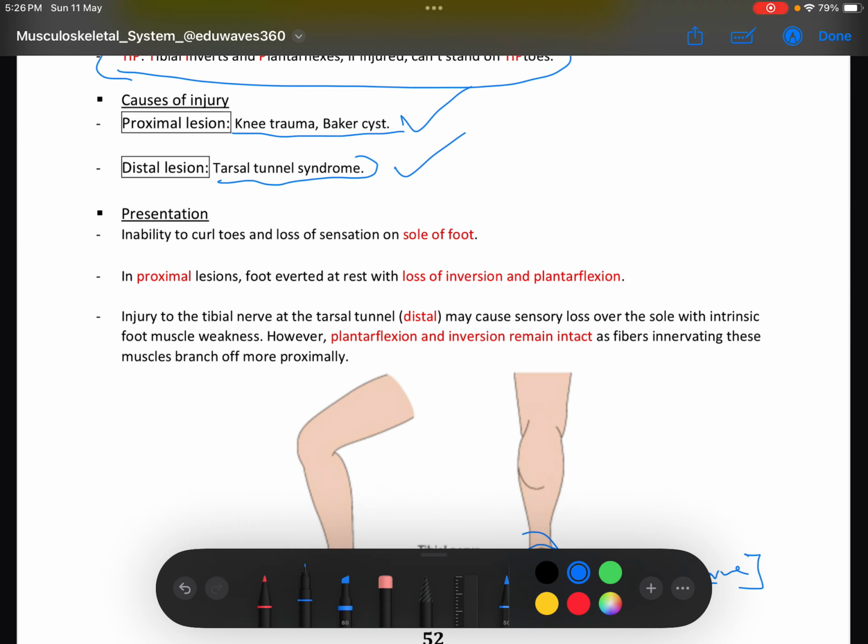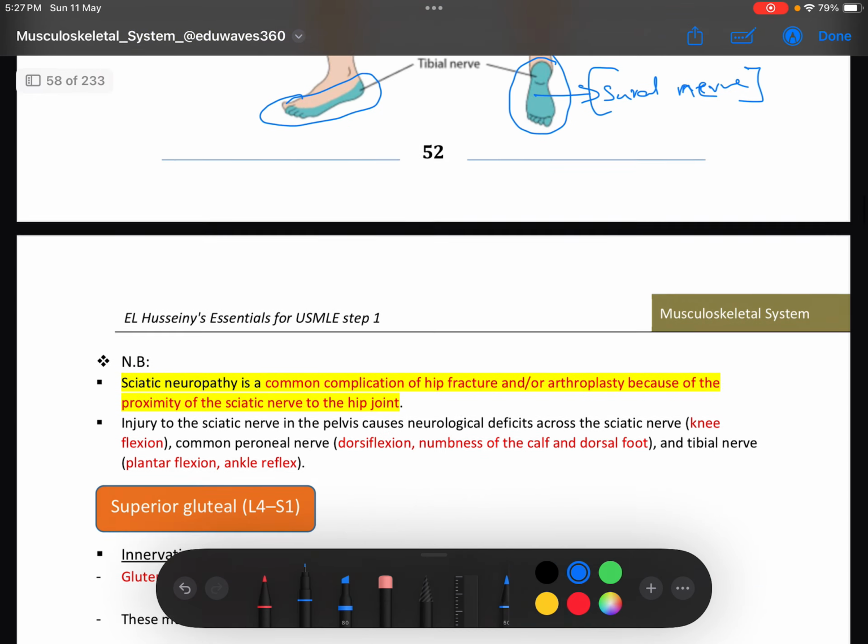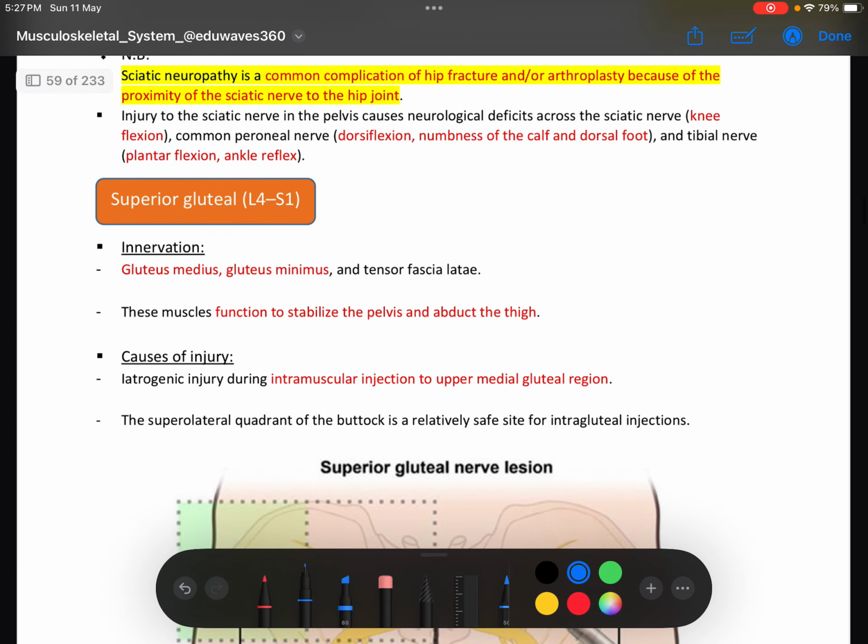Next, if the tibial nerve is injured, mostly by posterior dislocation or trauma, the foot position will be dorsiflexed and everted, the reflex mostly affected is the Achilles reflex, and the gait will show difficulty with toe walking. Okay, so next one, I already covered everything: dorsiflexion, numbness of the calf.